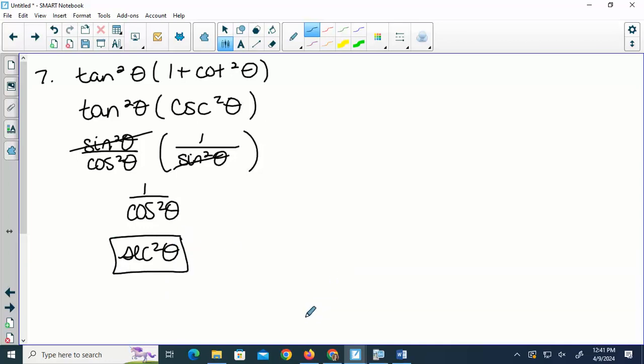That wasn't the only way to do it. You could have gone to sines and cosines at the very beginning and then distributed your tangent through. You should get to the same point at the end.